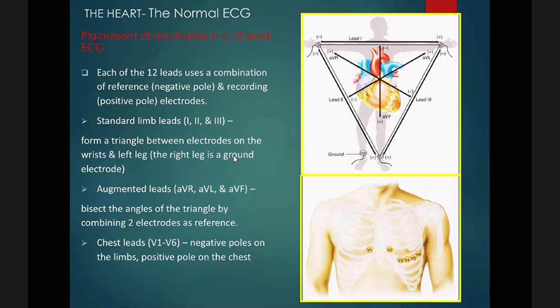So the limb leads, 1, 2, 3, AVR, AVL, and AVF, are cutting the heart in what plane? Longitudinal plane, yes. So we are able to have a picture of the longitudinal plane of the heart. While the chest leads are cutting the short axis plane of the heart, so it will give us a picture of the short axis of the myocardium.